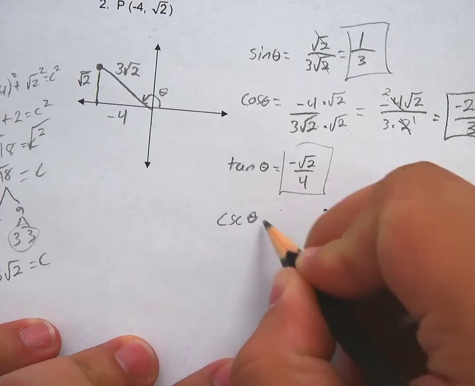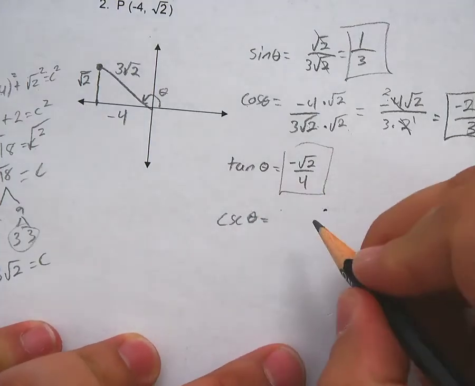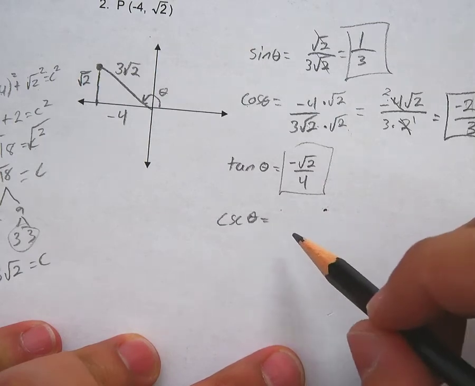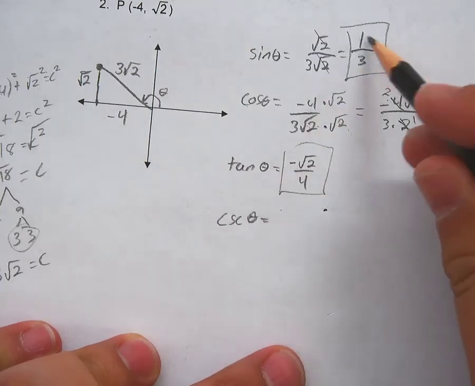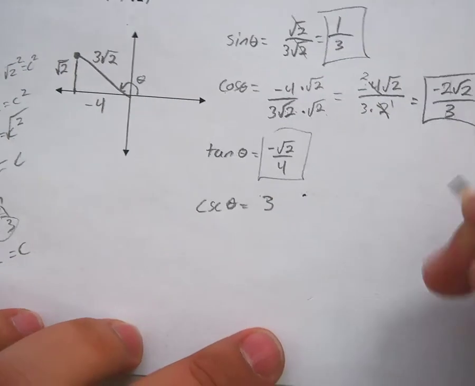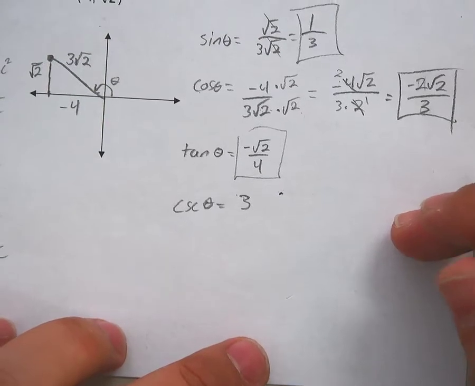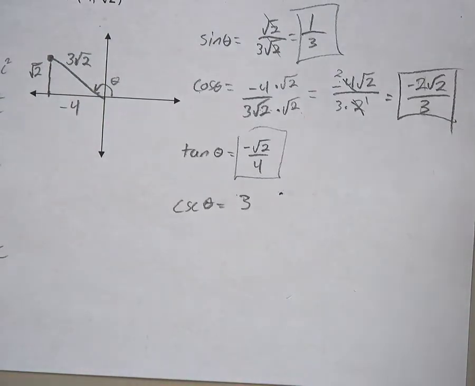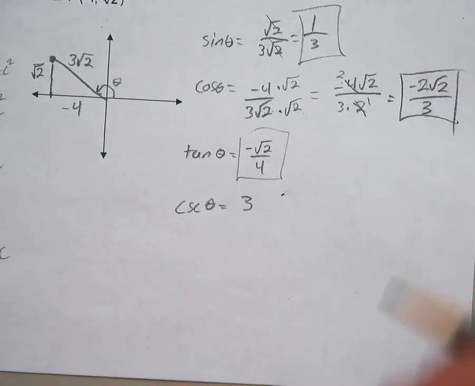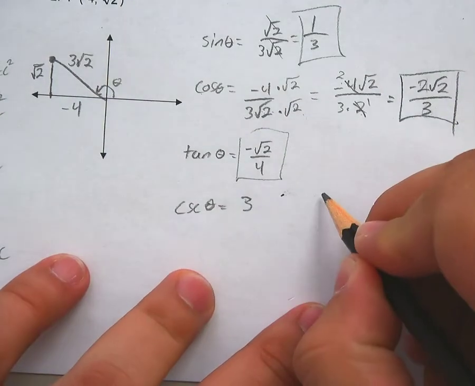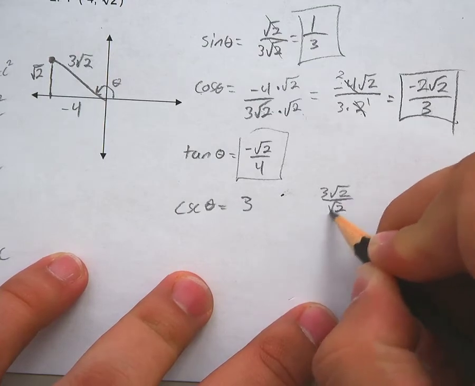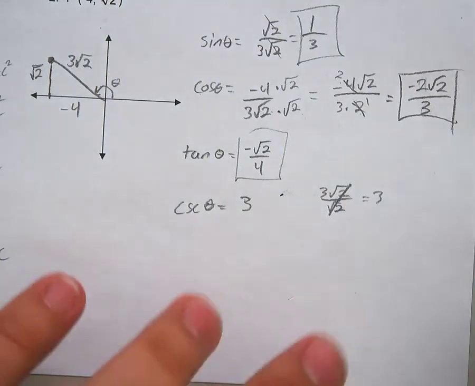Cosecant theta. Alright, so cosecant theta, there's a couple ways you can do this. If you know what sine is and it's simplified, you can just flip sine into your value here, which is 1 over 3 flipped would be 3. If you did it the long way and you chose to put r over y, you would get 3 square root of 2 over the square root of 2, which you can see is just still 3, right?